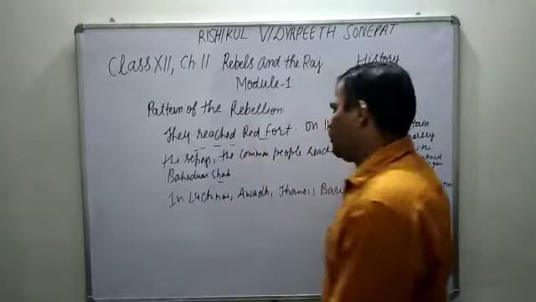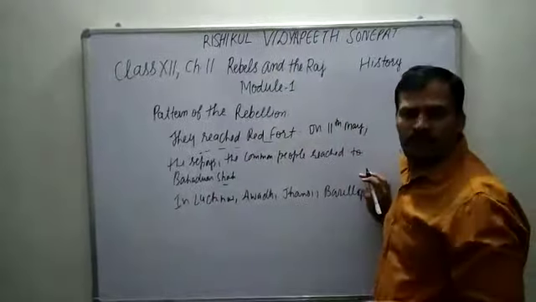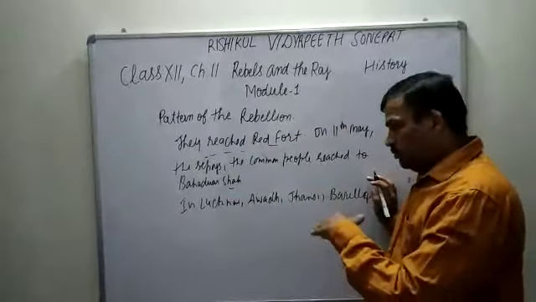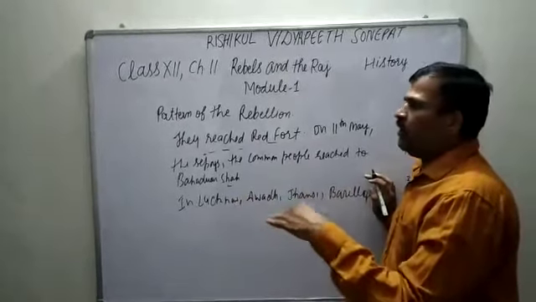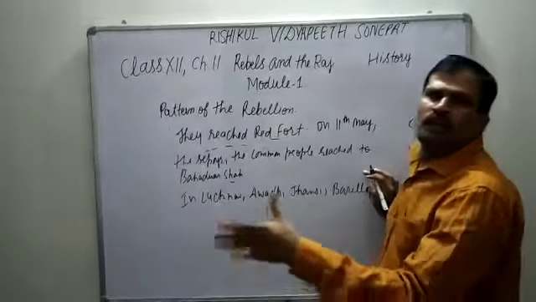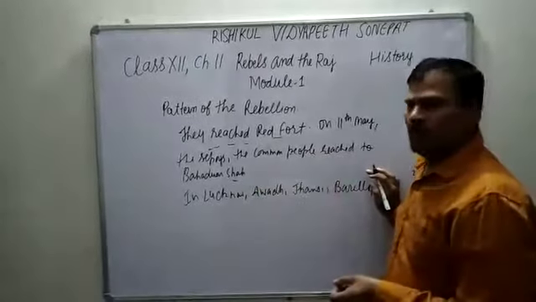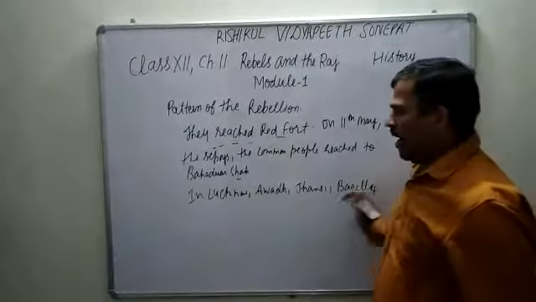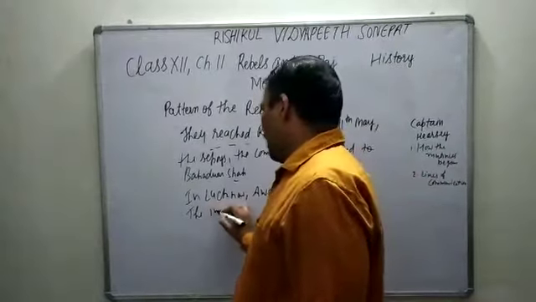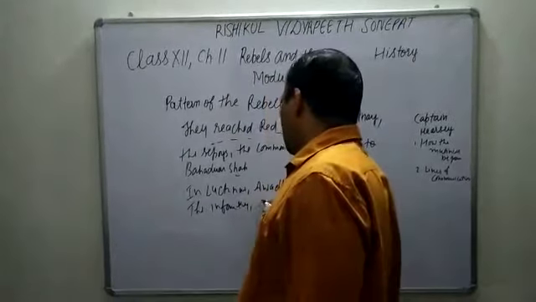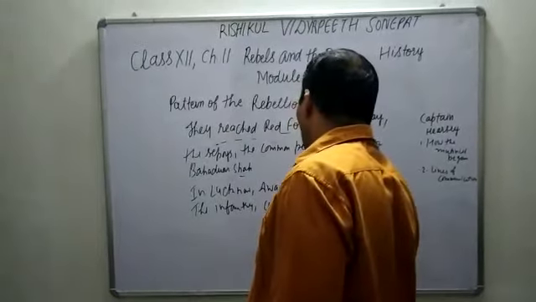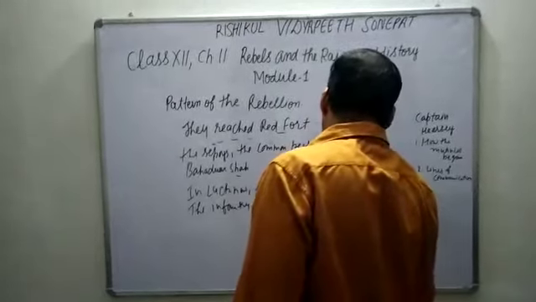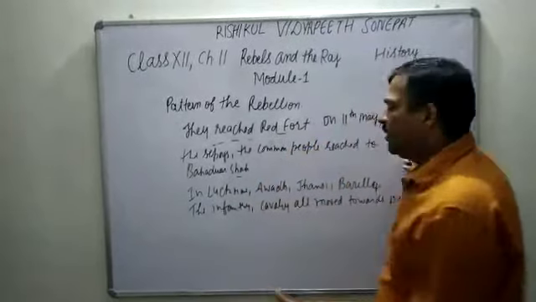These are some of the places where this revolt also started. On 11th and 12th May, there were some murmurings and some movements going on. So what happened? In Lucknow, Awadh and Jhansi, these things were there. And maximum, the infantry and the cavalry, all moved towards Delhi. It means even the soldiers moved there.